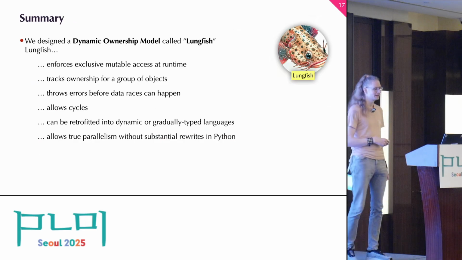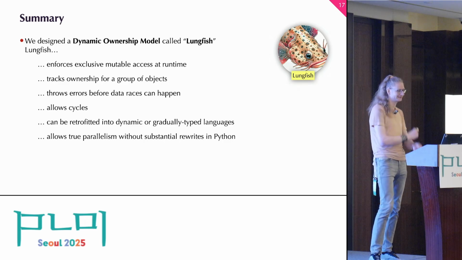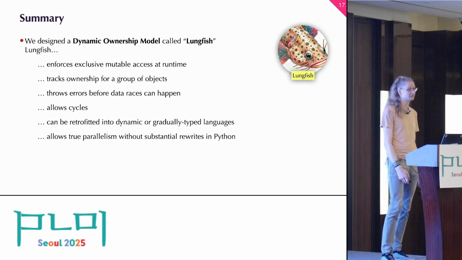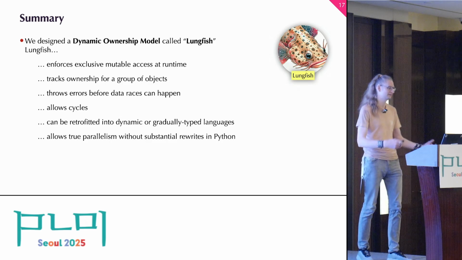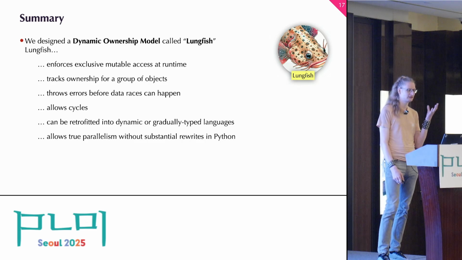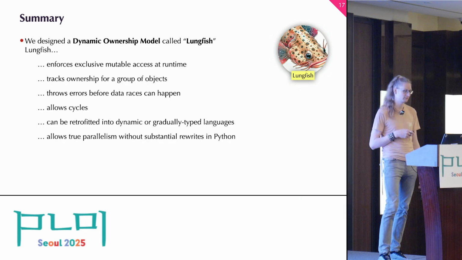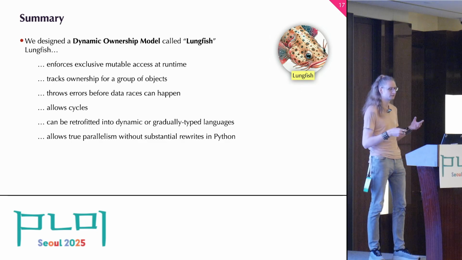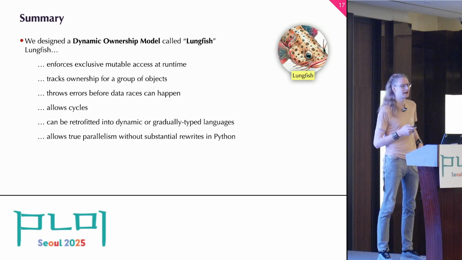In summary, we have designed a dynamic ownership model called Langfish. Langfish enforces exclusive mutable access at runtime, tracks ownership for a group of objects, and throws errors before data races can happen. It allows cycles, which is important to support existing topologies, and can be retrofitted into dynamic and gradually typed languages. I've explained this all in the context of Python, but we have also spent a little bit of time considering how it might be applied to other languages. It also can allow true parallelism without substantially rewriting the Python ecosystem. At least that's the work we are doing and aiming for.